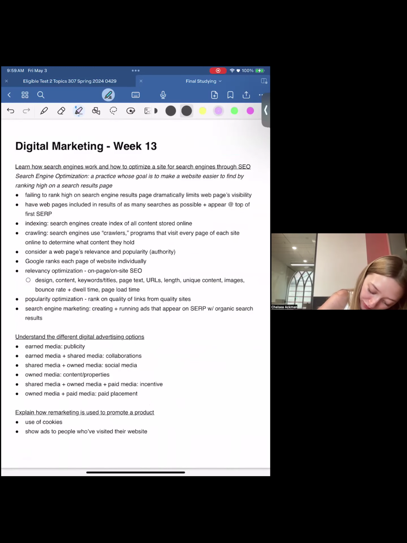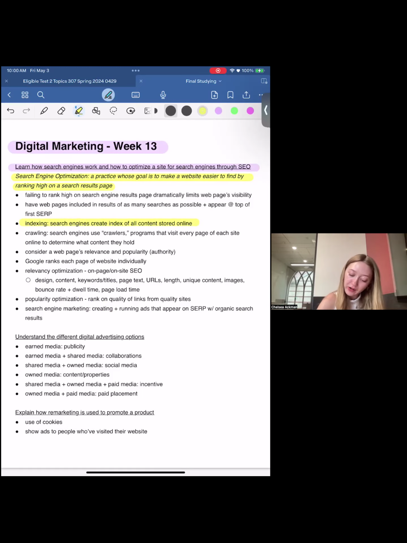Next, we have digital marketing from week 13. So learn how search engines work and how to optimize a site for search engines through SEO. Search engine optimization, or SEO, is a practice whose goal is to make a website easier to find by ranking high on a search engine results page. Failing to rank high on a search engine results page, or SERP, dramatically limits a web page's visibility. You can have web pages included in results of as many searches as possible and appear at top of the first SERP with SEO.